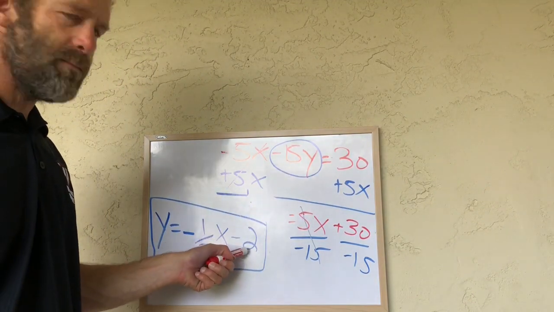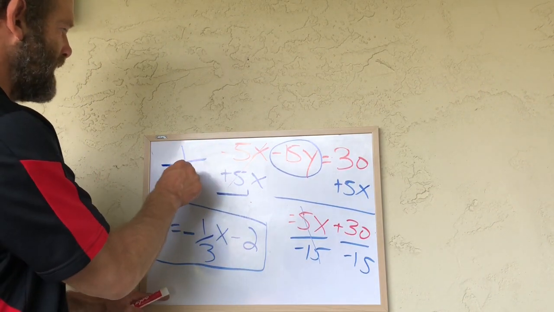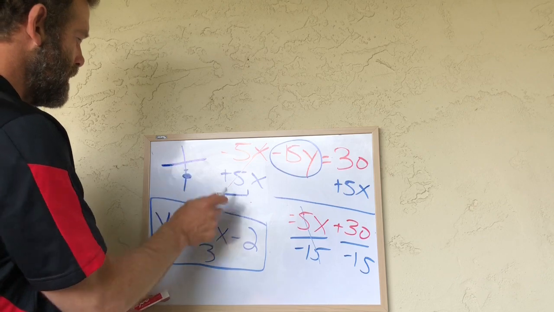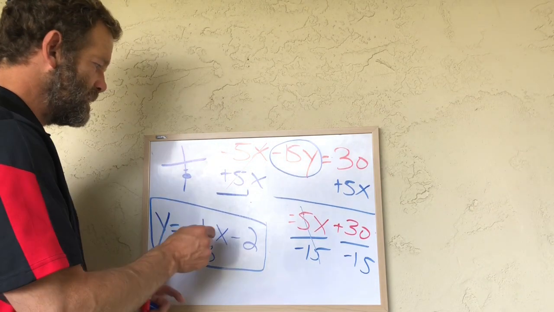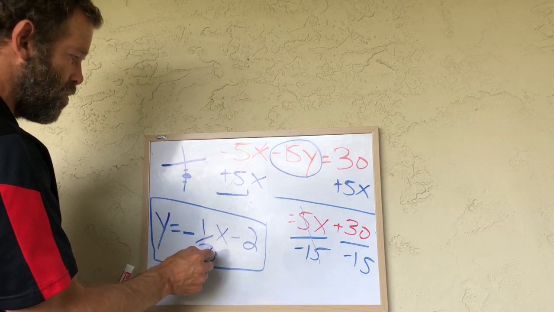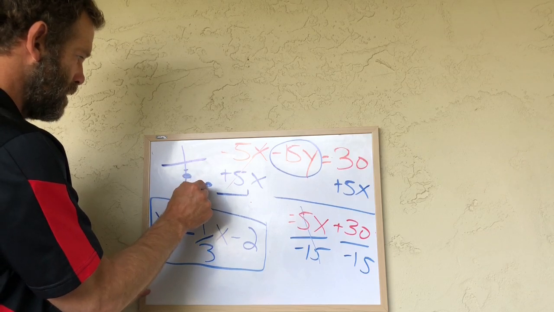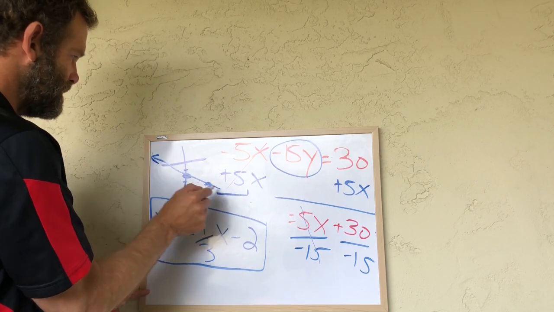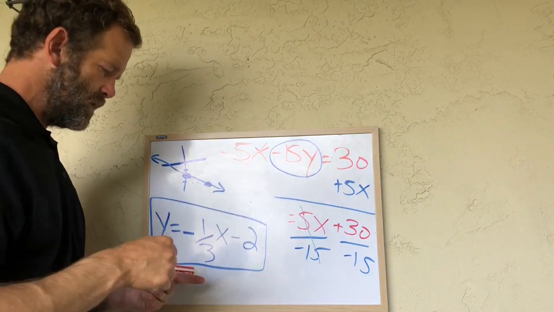Here's your y-intercept. It's at negative 2. So here's my graph. I go down 2. And then my slope is negative 1 over 3. So once again, you're going to go down 1 because it's a negative 1, but then you go to the right 3. Down 1 over 1, 2, 3. Boop! That's exactly what your graph is going to look like.